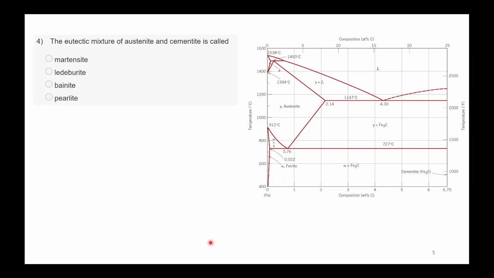The next question is based on the iron carbide phase diagram. The eutectic mixture of austenite and cementite is called: your options are martensite, ledeburite, bainite or pearlite. In the case of eutectic, it will be ledeburite, and in the case of the eutectoid mixture, it will be pearlite. The eutectoid mixture is of ferrite and cementite. So here the answer will be ledeburite.